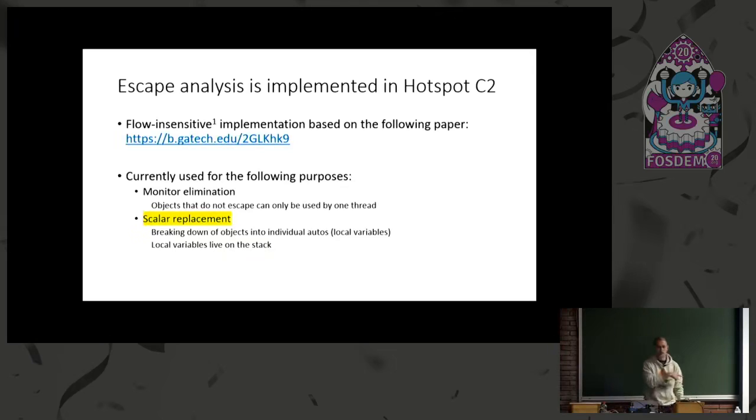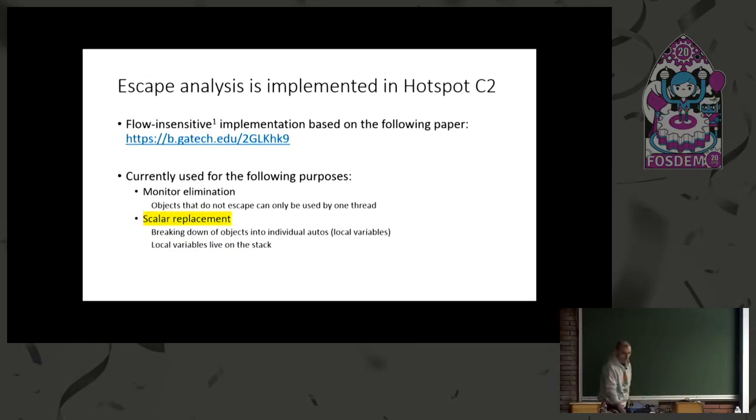The second one, which was interesting for us, is scalar replacement. This is the optimization that we extended. Scalar replacement goes by the same sort of concept. You take the original object and break it apart into its individual parts, so you actually do away with the allocation. The breaking up of the object turns it into normal autos or local variables that sit on the stack. Therefore, no heap allocation there.